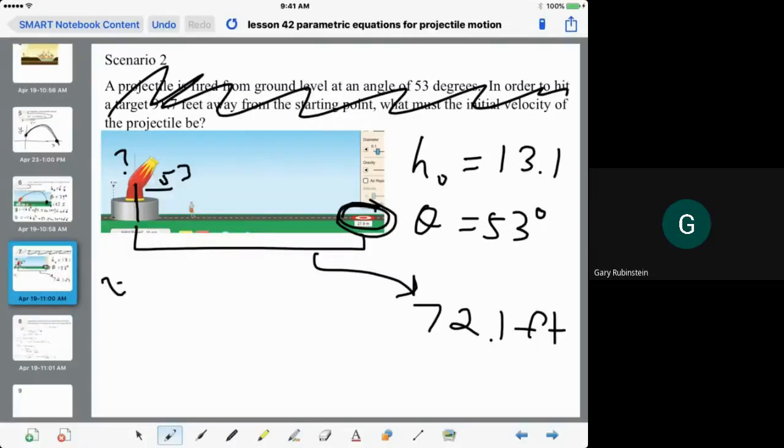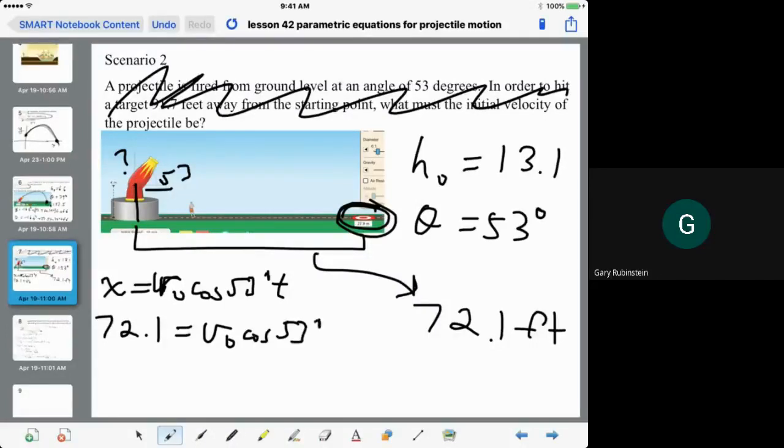We actually start with the x equation. X equals V0, which we don't know, times cosine 53 t. And I'm going to substitute 72.1 in for x. I'm going to put parentheses around this cosine 53 so we don't think it's cosine of 53 t degrees.